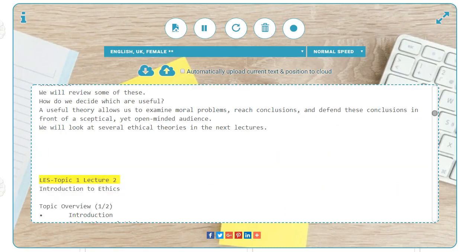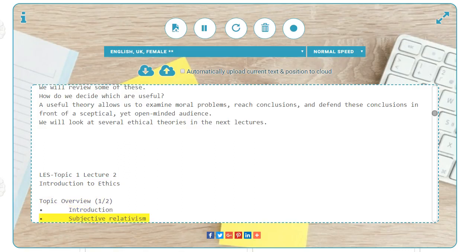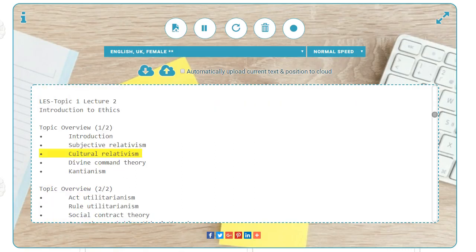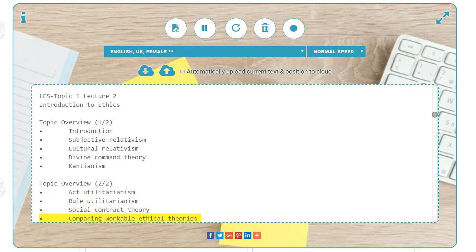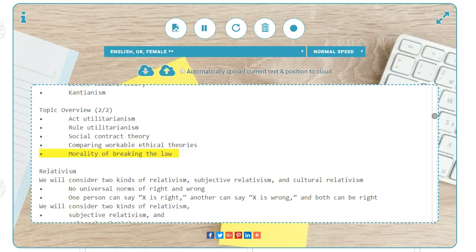Topic 1, Lecture 2. Introduction to Ethics. Topic Overview, part 1 of 2: Introduction, subjective relativism, cultural relativism, divine command theory, Kantianism. Topic Overview, part 2 of 2: act utilitarianism, rule utilitarianism, social contract theory, comparing workable ethical theories, and the morality of breaking the law.